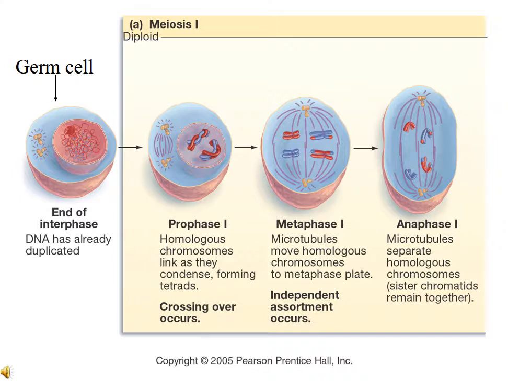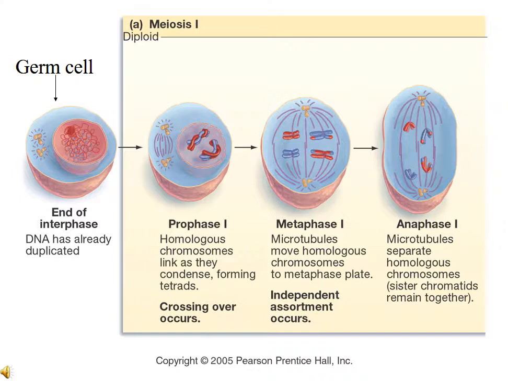As you can see, the first thing that happens is you go through the process of prophase. In this case, we are looking at two pairs, homologous pairs of chromosomes. As you can see, in this phase, the pairs get together, basically hug each other, and go through a process called crossover or synapsis.